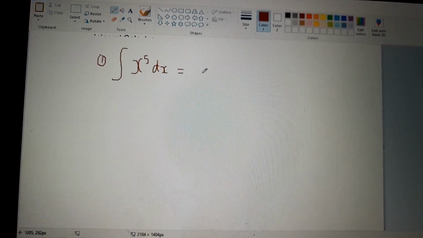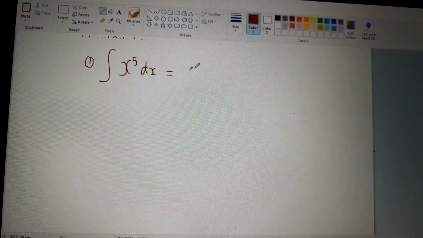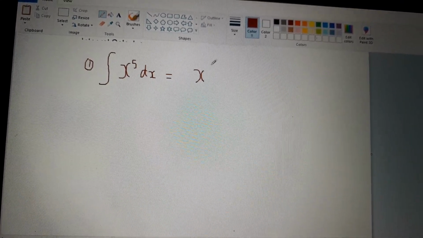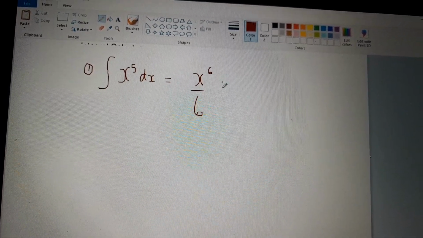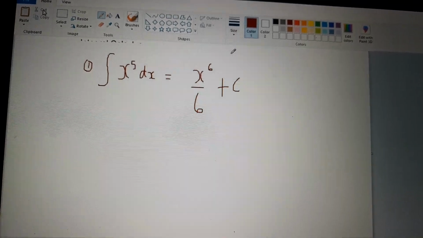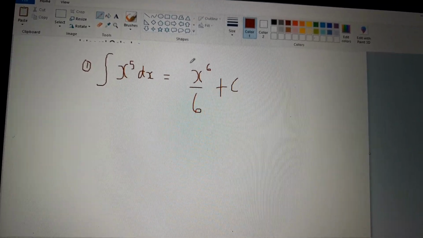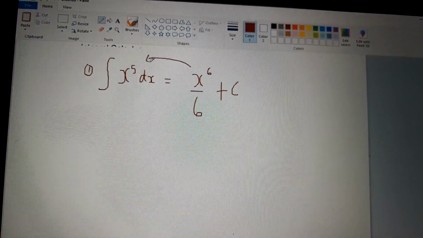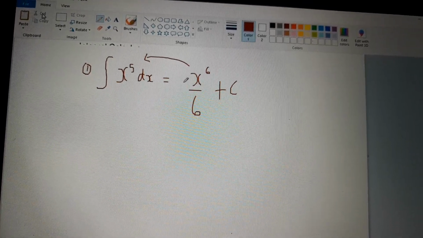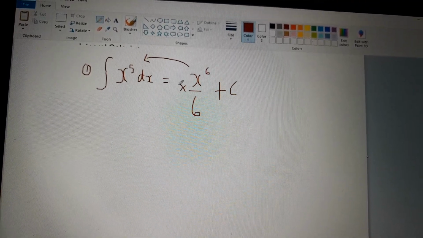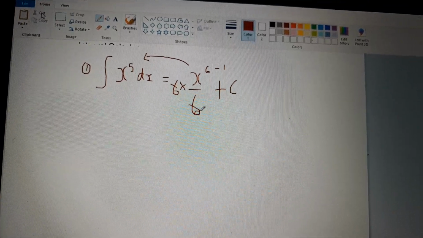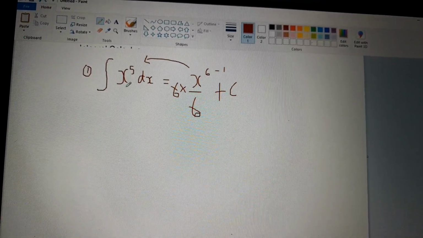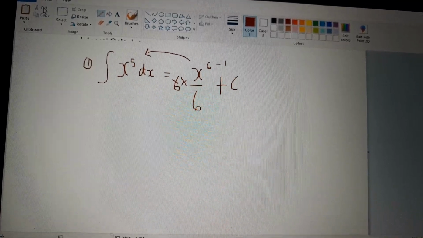So basically, all I need to do is add 1 to the power and divide by that new power and add the constant. Right? If I differentiate this, I'll get back this. Because if I multiply by 6 and I subtract 1, 6 and 6 would cancel out, and 1 from 6 is 5. So I know my answer is correct.